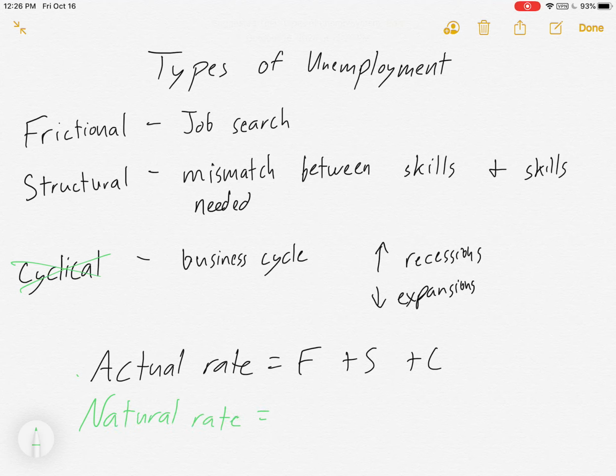And the natural rate of unemployment is equal to the frictional and the structural components, but not the cyclical. The natural rate of unemployment is our measure of what unemployment would be with no business cycle. It's a benchmark or a center or a trending average or whatever you want to call it. But it is what the unemployment rate would be if we were at full output.